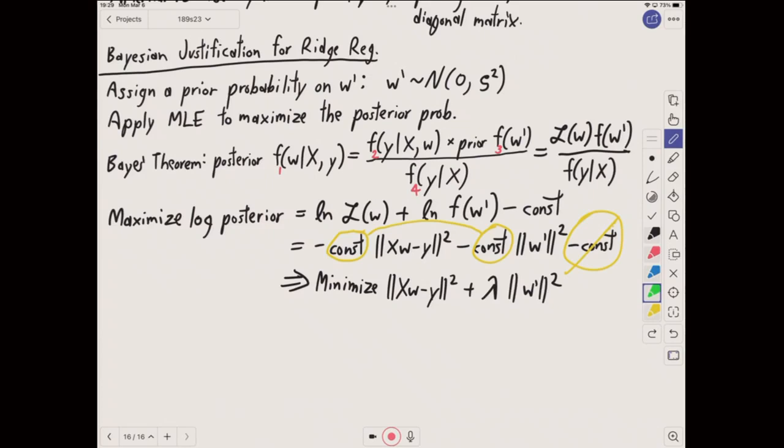So by starting with this prejudice where I say, I think big weights are unlikely and small weights are likely, and then applying Bayes' theorem, we wind up deriving this ridge regression cost function. So that's how statisticians justify why that's a good cost function. Questions?